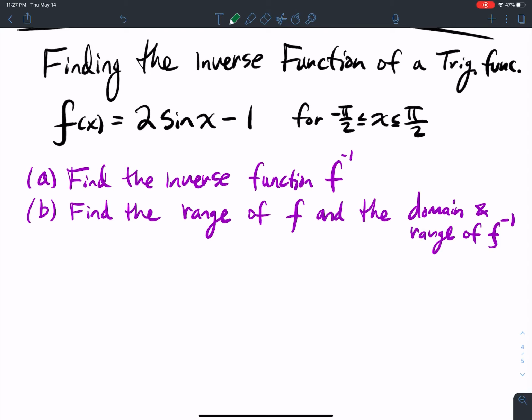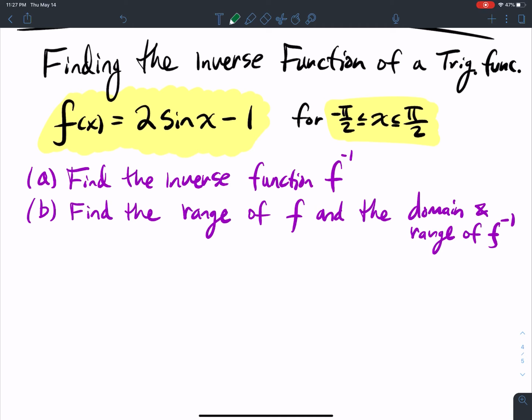In this video, we're going to be finding the inverse function of trigonometric functions. So we've got a function f of x equals 2 sine x minus 1, and it's only going to be defined on the closed interval from negative pi over 2 to pi over 2. That way there is an inverse that exists here.